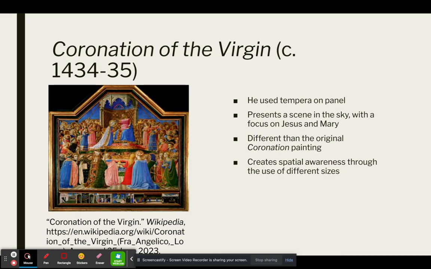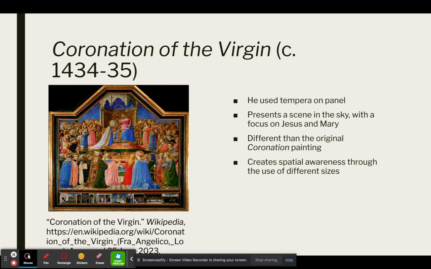The next art is the Coronation of the Virgin. He used tempera on panel. This artwork presents a scene in the sky with a focus on Mary and Jesus. We also see a very gilded ornate background, which seems to be a common theme in his work.